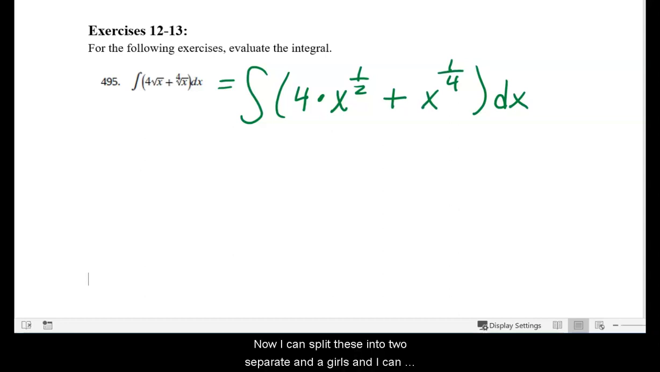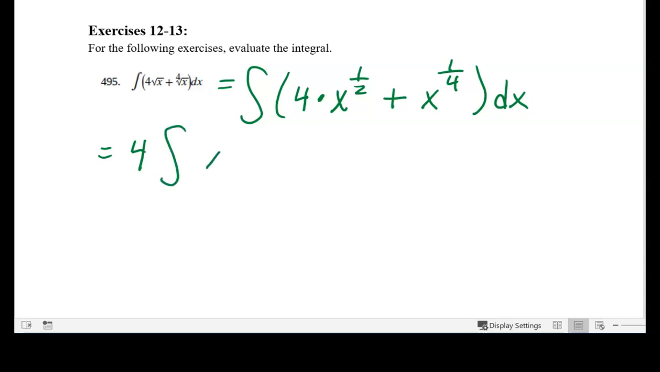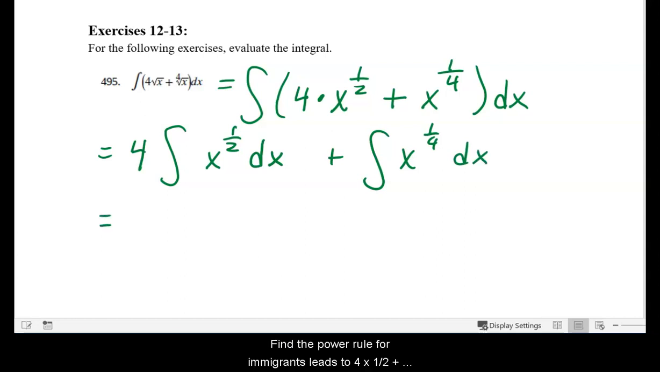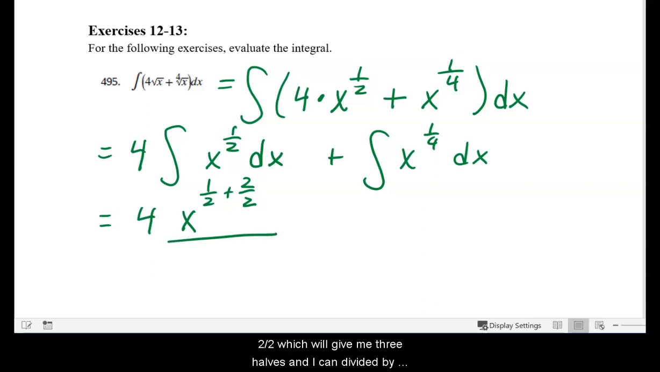Now I can split these into two separate integrals, and I can pull the constant coefficient of 4 to the outside of the integral. This gives me 4 times the integral of x to the 1/2 with respect to x, plus the integral of x to the 1/4 with respect to x. Applying the power rule for integrals leads to 4 times x to the 1/2 plus 1, which will give me 3/2. And I can divide by 3/2, or I can think of dividing by 3/2 as multiplying by the reciprocal 2/3.